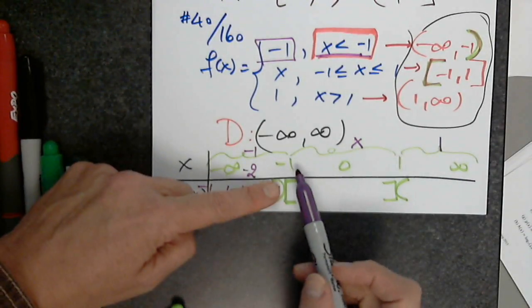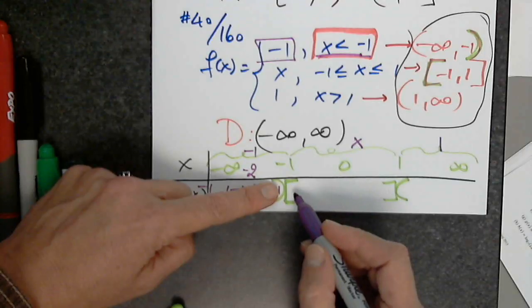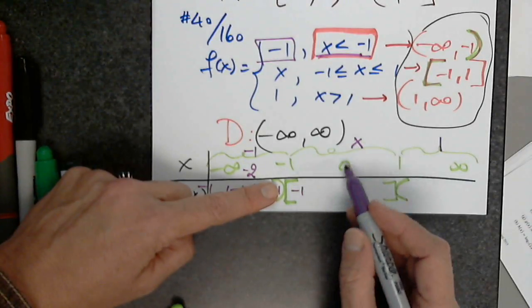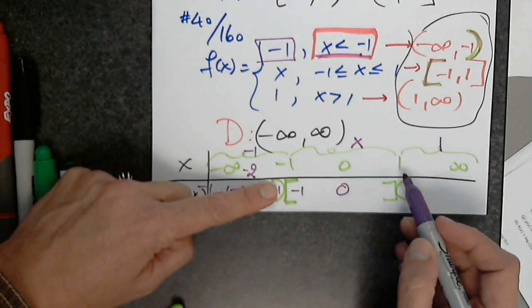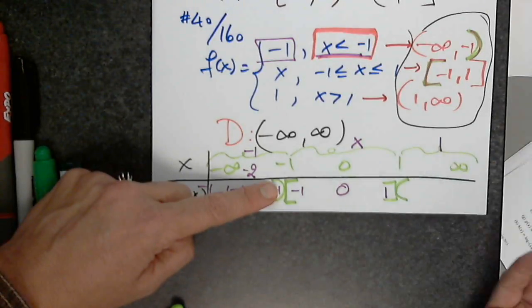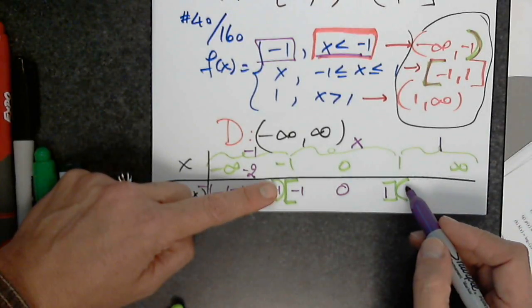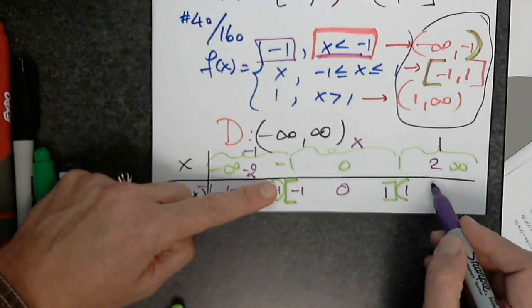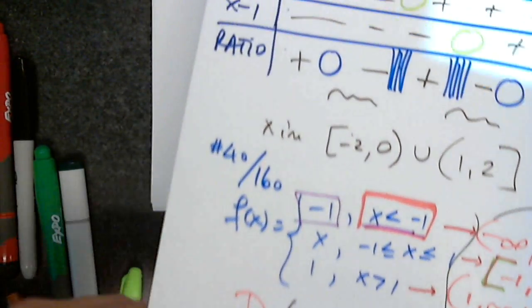Okay, on the other side, plug in -1. What do we get? -1. Plug in 0. 0. Plug in 1. 1. Good. On the other side, 1. 1. Okay, good. So let's graph this function.